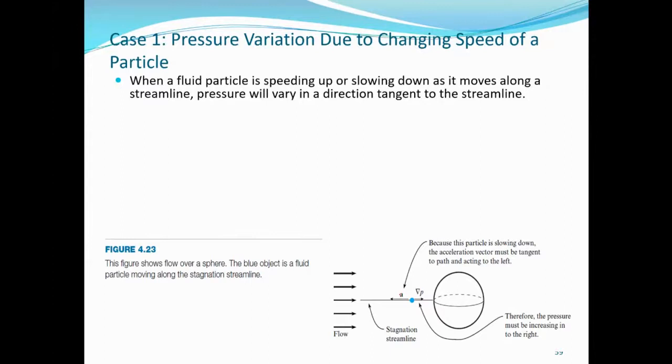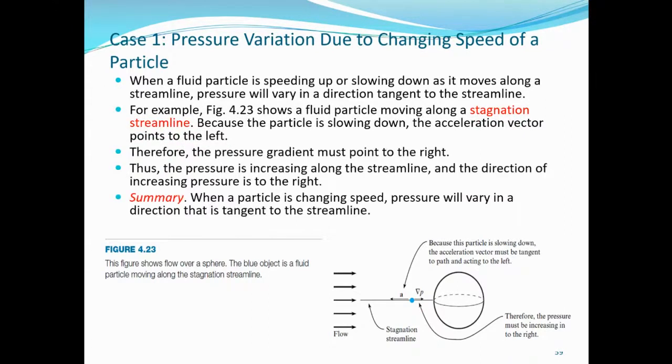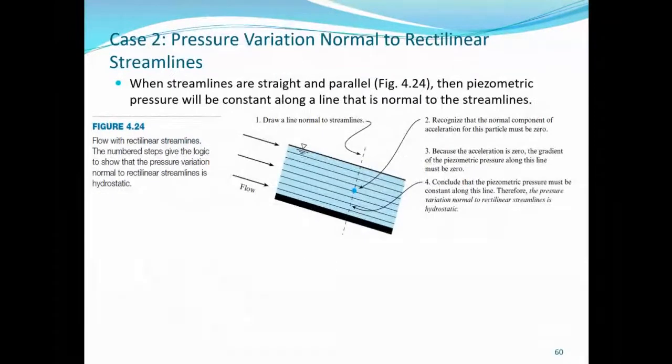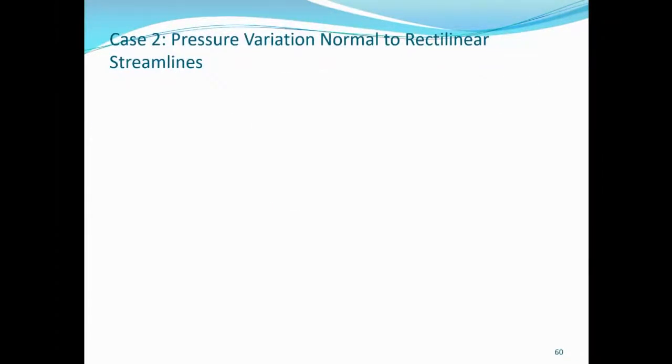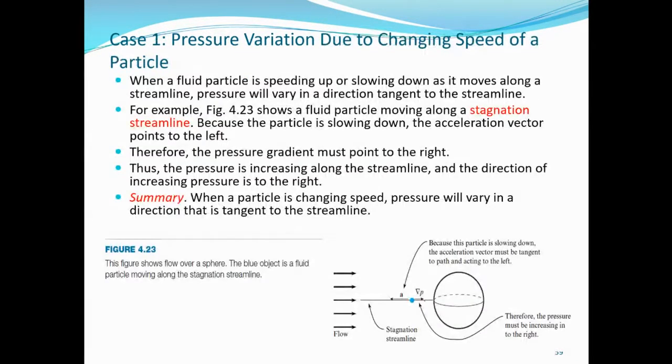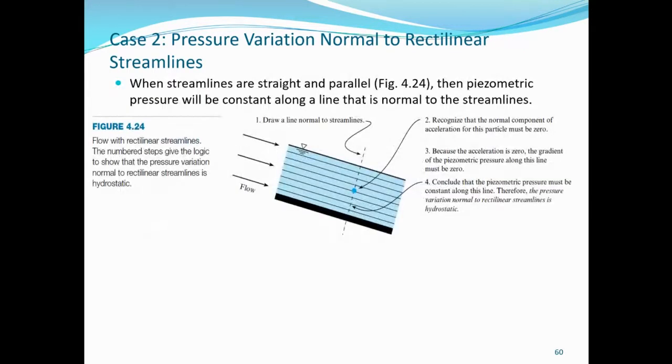This we explained, the stagnation streamline. Then the second case, that is when the pressure gradient is parallel to the streamline. Okay, it's parallel to the streamline, and increasing to the right. Now, what about if it is perpendicular to the streamline?